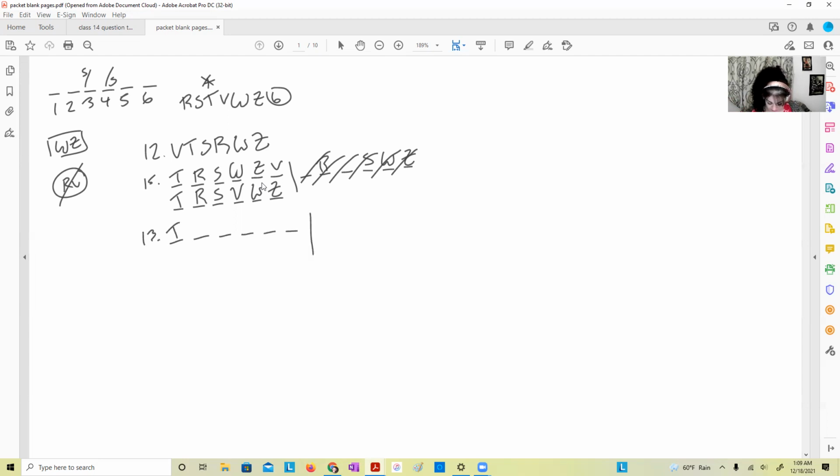If T is first, let's do TS. So the next variables that we will assign are WZ, which go in a block. So I can do that over here. I can do that like that. And then what I'm going to have left over on this side is R and V, and either one can go in either spot. It doesn't matter.